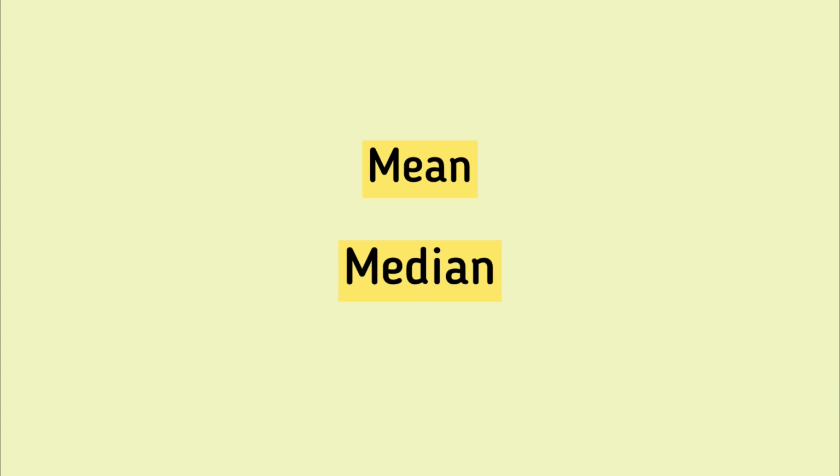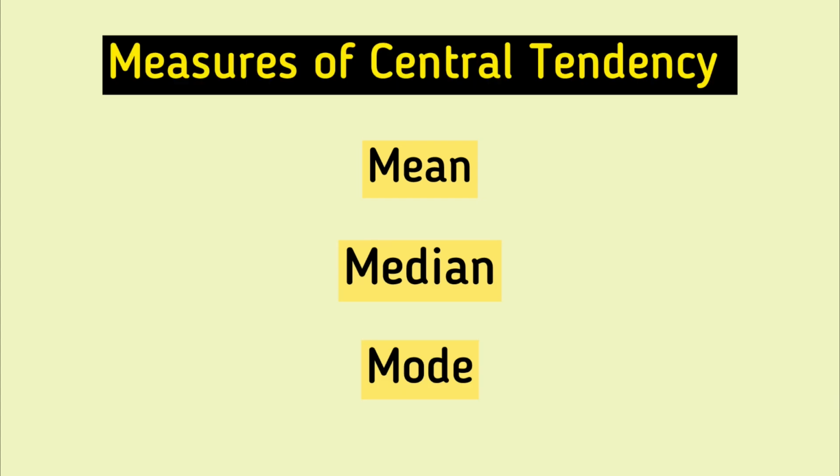The mean, median, and mode are three fundamental measures of central tendency in statistics, each providing a different perspective on the typical value within a data set. Let's delve into a discussion of each.